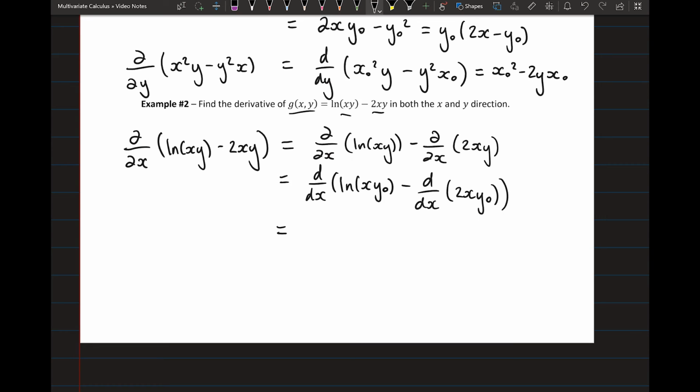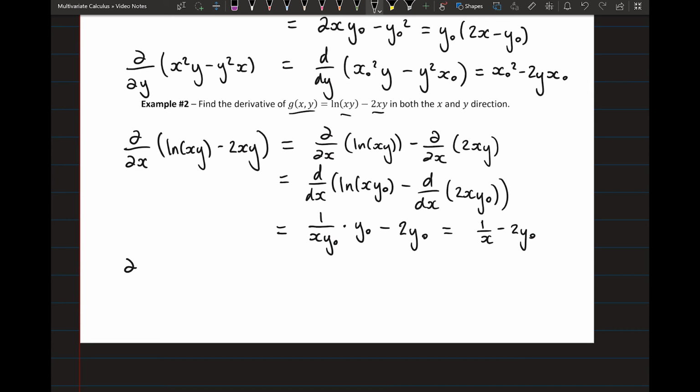And here we use the chain rule. We go 1 over x y naught multiplied by the derivative of the inside function only with respect to x, and that is y naught, subtracting the derivative of this as well, which is 2y naught. And that simplifies to give us 1 over x minus 2y naught. Okay? And that's in the x direction.